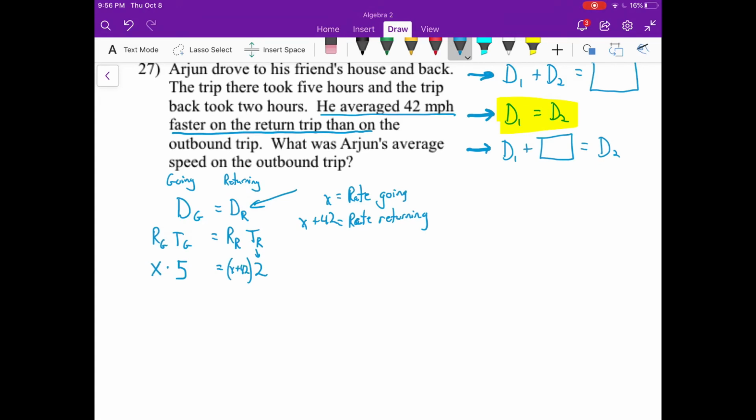And we have a pretty simple equation to solve. This is 5X equals, we'll go ahead and distribute, 2X plus 84. And to solve, we can subtract 2X from both sides. 3X equals 84. Dividing both sides by 3, X equals, what is that?